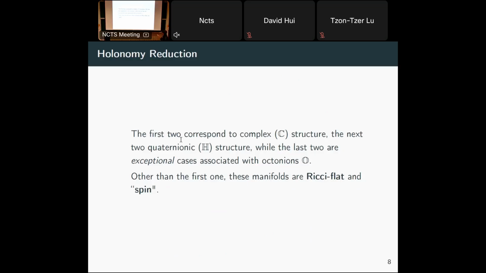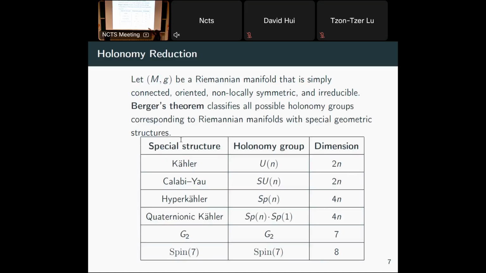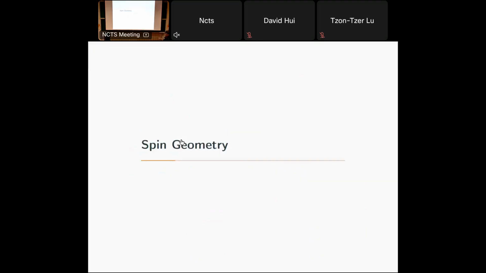So it turns out that other than the first one, all of the last five are Ricci flat. I defined the Ricci tensor; it will become zero. And all of them are spin manifolds. So let's talk about what spin manifolds are. This is the start of spin geometry.